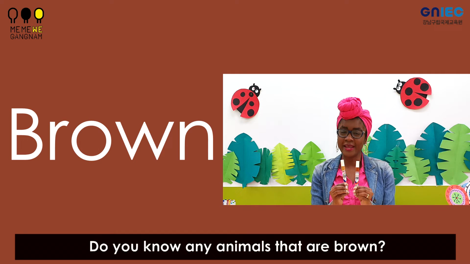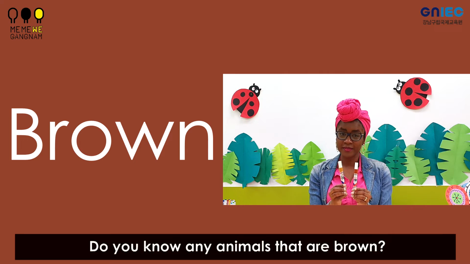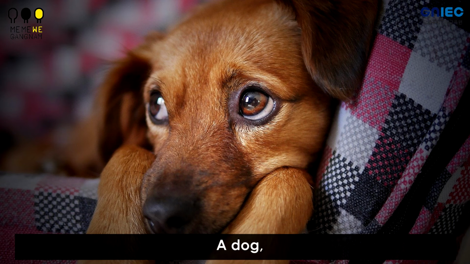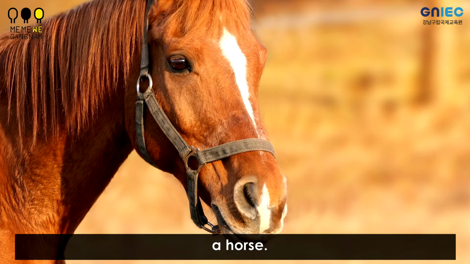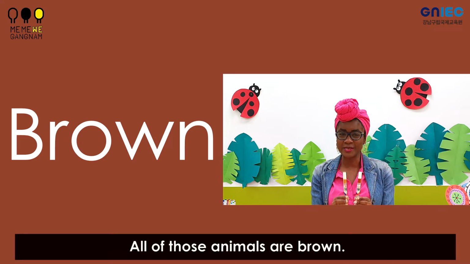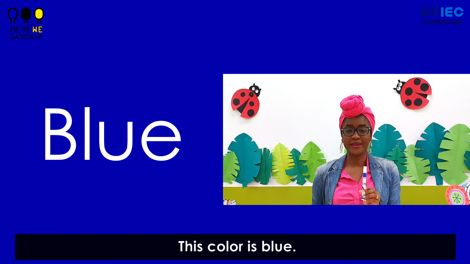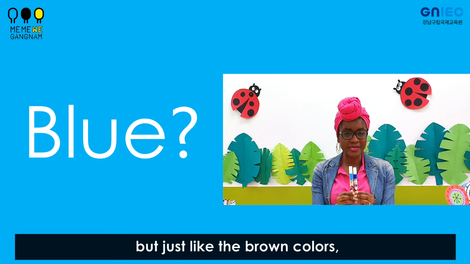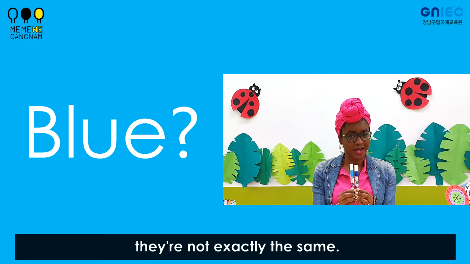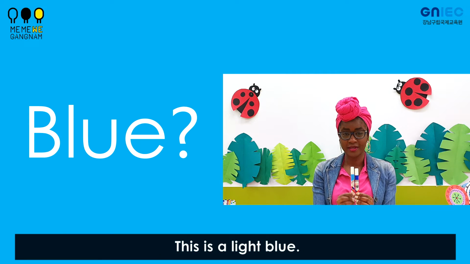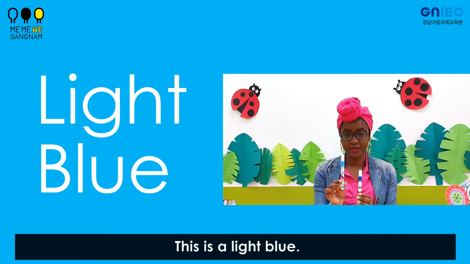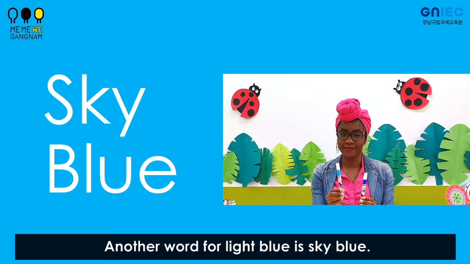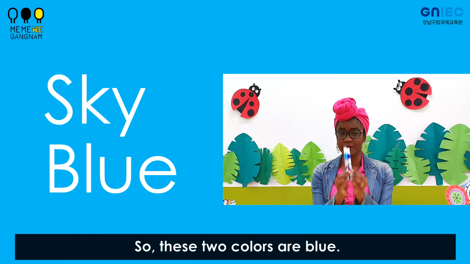Do you know any animals that are brown? I can think of 3 animals: a dog, a bear, and a horse. All of those animals are brown. This color is blue. This color is also blue, but just like the brown colors, they're not exactly the same. This is a light blue. Another word for light blue is sky blue.